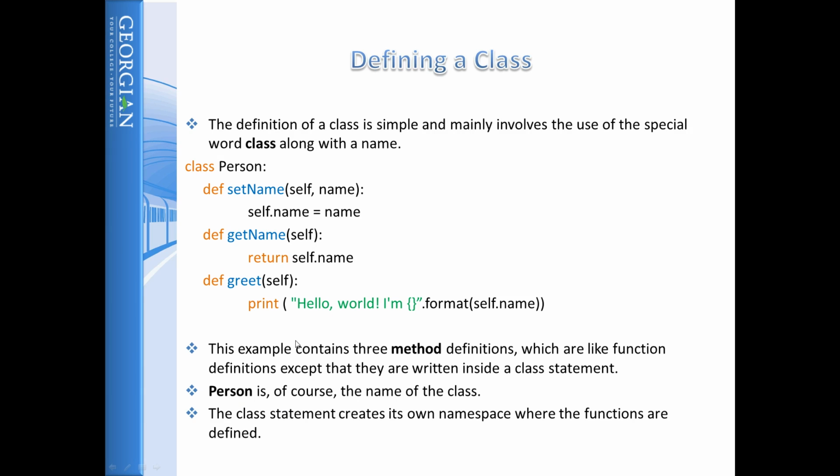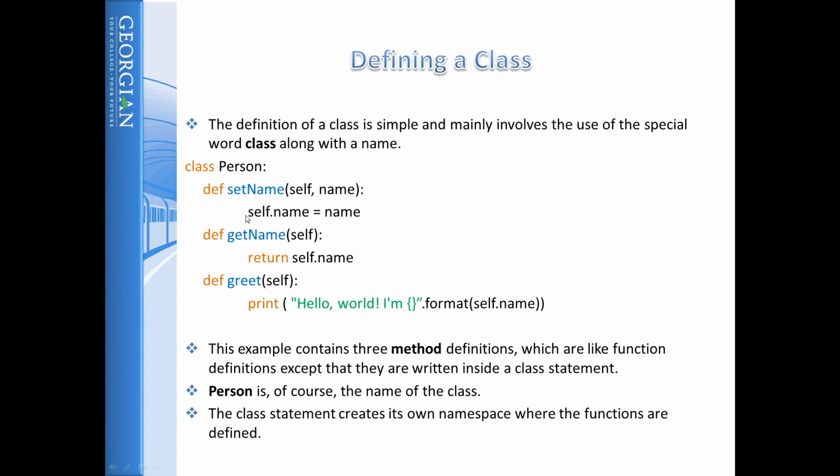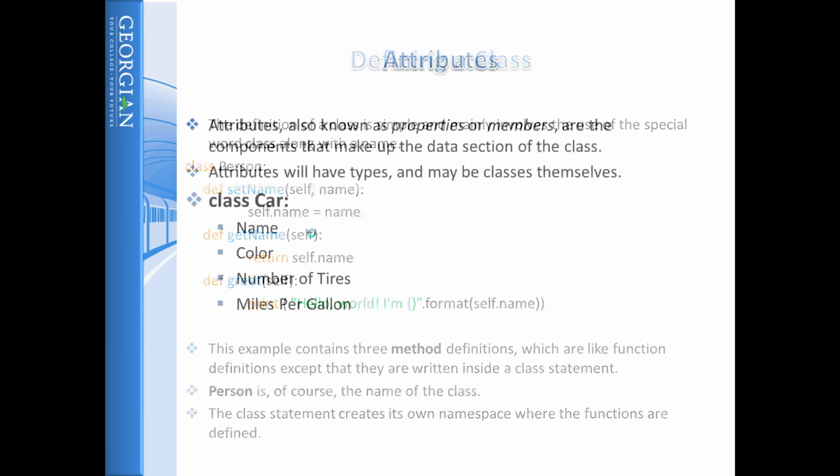But at least you understand that these are 3 methods that we're defining within our class. Okay, so the person, the name of the class, set name, get name, and greet are names of the methods that belong to that class. And attributes, again, the attribute that we're talking about here is name. That's the name attribute. And self.name is the way you make it a class attribute, or a field, or a variable. Different names for the same thing.